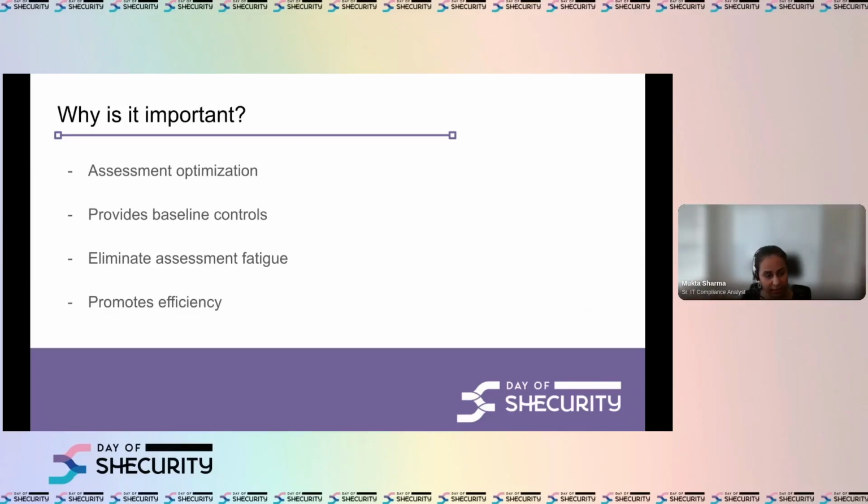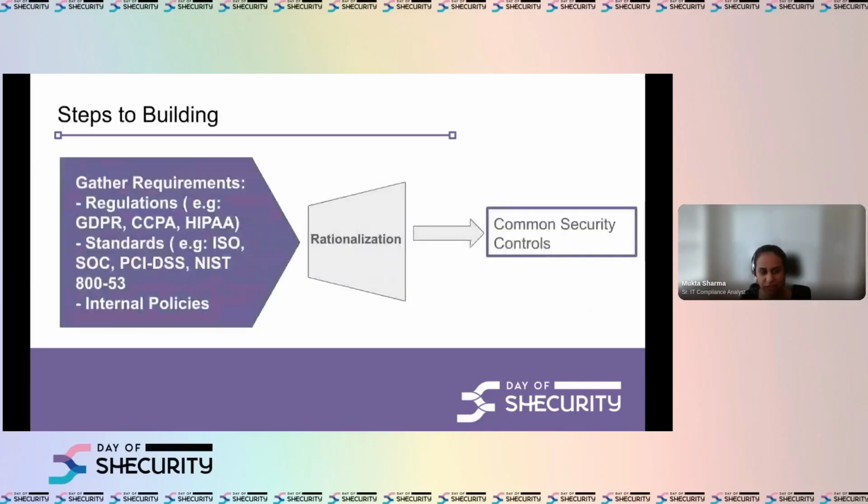Now, the next thing is, how do you build a common compliance framework? It's not an easy experiment, but essentially it's about gathering all the requirements that you have and what goes into rationalization. It's almost like a filter and you get a set of common security controls. Now, what are the rationalization principles that you can apply? First is prioritizing regulation over standards. It's a must that you prioritize regulation because they are law and you're obligated to follow them.